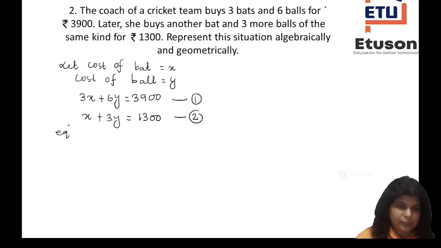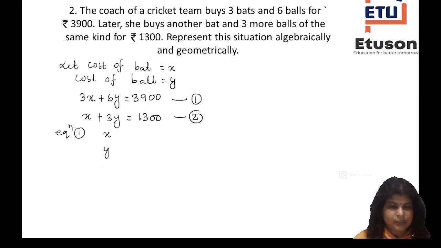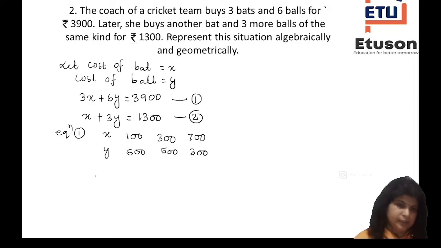So for equation 1, take x and y values. If you put x equal to 100, 3,900 minus 300 is 3,600, so y becomes 600. Now I will put x equal to 300. In that case, y will be equal to 500. If I put x equal to 700, y is equal to 300, right?